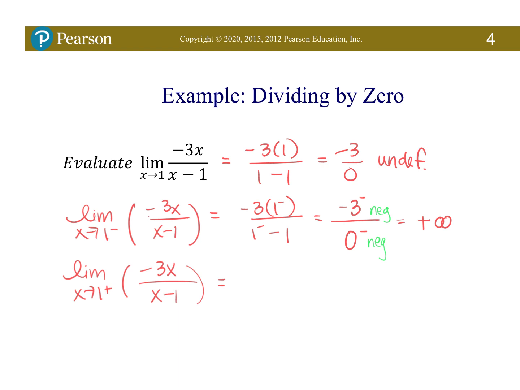When I plug in the other side of 1, I'm going to have -3 times 1 plus over 1 plus minus 1. That will give me -3 plus over 0 plus. The numerator is still negative, even though there's a plus sign on it, it's still a negative number, but the denominator is now a positive number. So since I have one of each, I'll be producing negative infinity. So again, instead of telling me undefined, you need to check what side of infinity you're on.